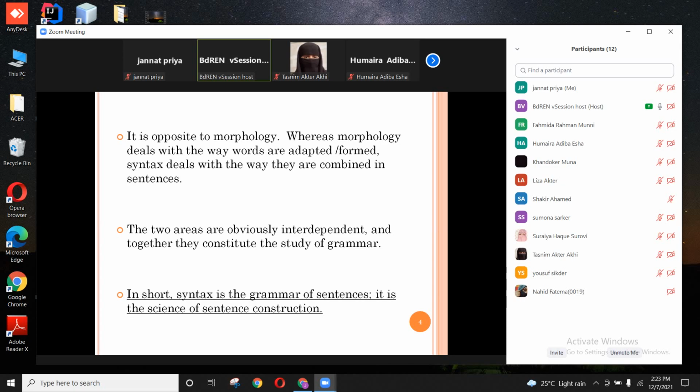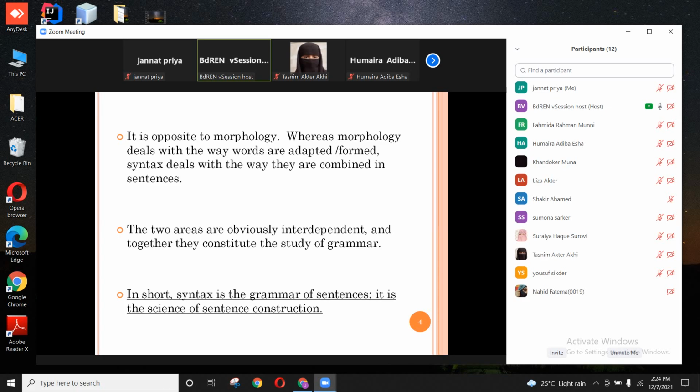So morphology focuses on formation of words. How can we form words? How can we create? How can we formulate words? On the other hand, syntax is concerned with how these words can be combined together in order to make sentences. So even though syntax is opposite to morphology or morphology is opposite to syntax, they are interdependent. And together they constitute the study of grammar.